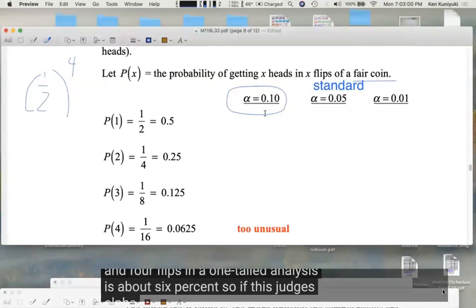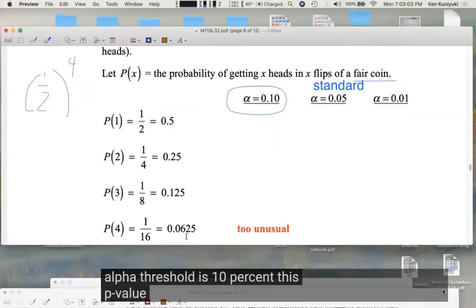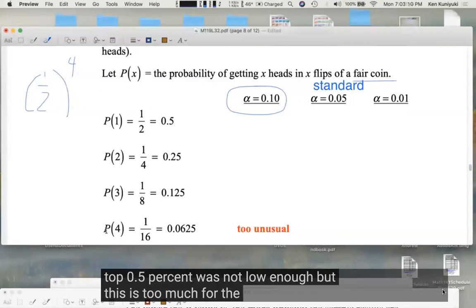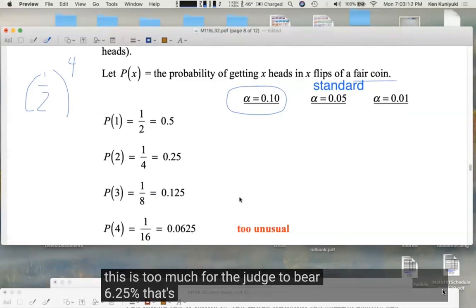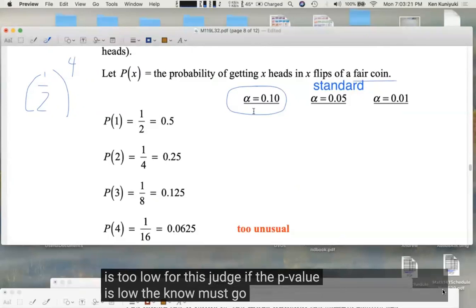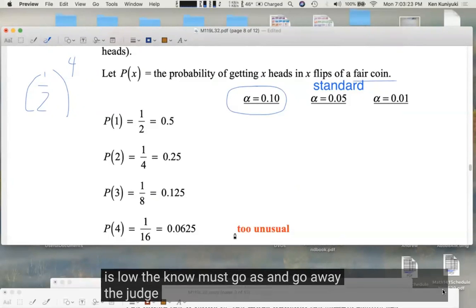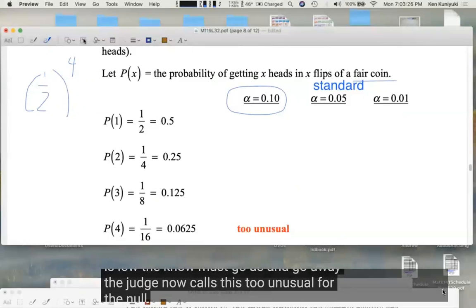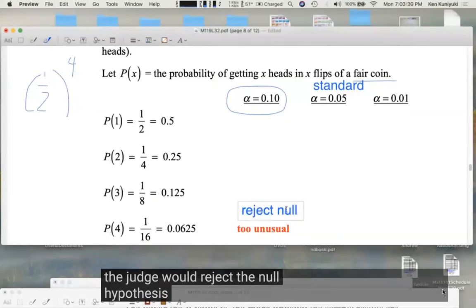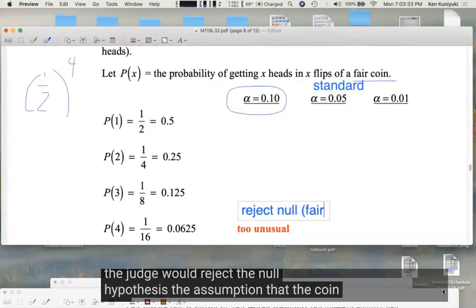So if this judge's alpha threshold is 10%, this p-value of 6% is too low. The 12.5% was not low enough, but this is too much for the judge to bear. 6.25%, that's lower than 10%. The p-value is too low for this judge. If the p-value is low, the null must go, as in go away. The judge now calls this too unusual for the null to hold up, and at this point, the judge would reject the null hypothesis, the assumption that the coin was fair.